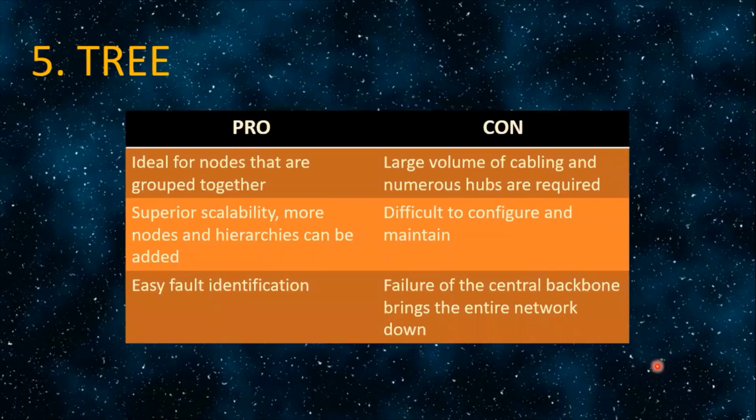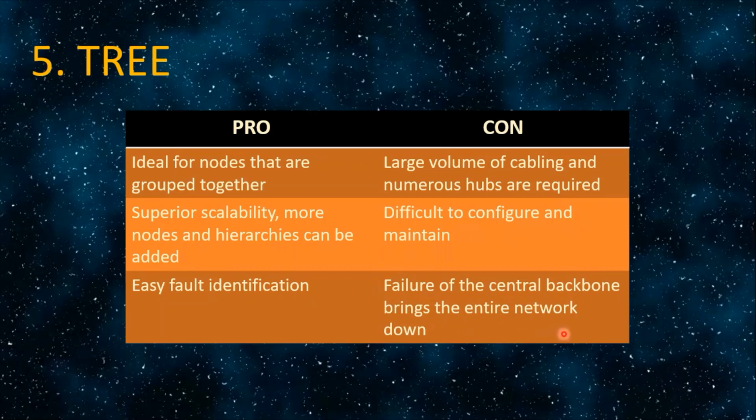The pros of a tree topology are that it is ideal for nodes that are grouped together. It has superior scalability, more nodes and hierarchies can be added. It has easy fault identification. And the cons are that a large volume of cabling and numerous hubs are required because we have systems and subsystems to each level of the topology. It is difficult to configure and maintain, and failure of the central backbone trunk, as we said before, brings the entire network down.